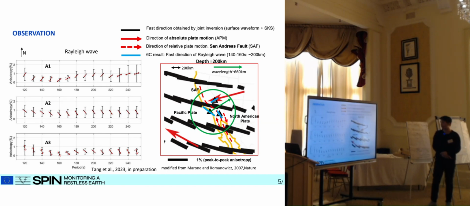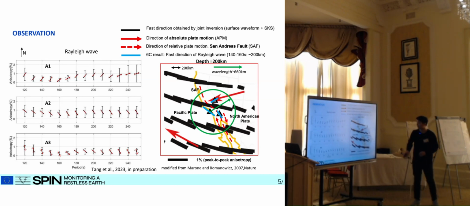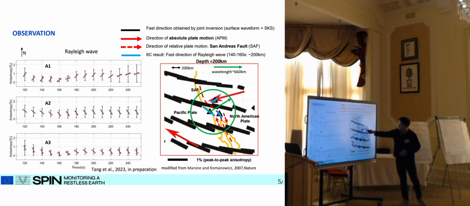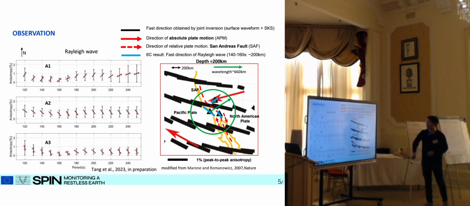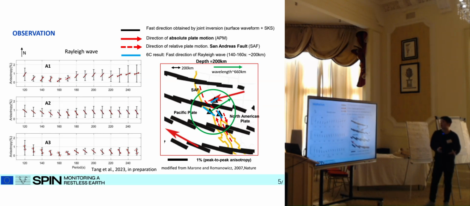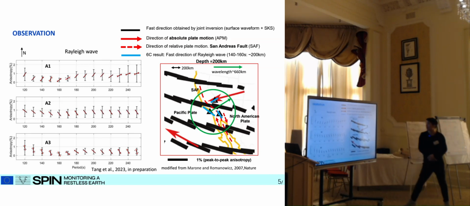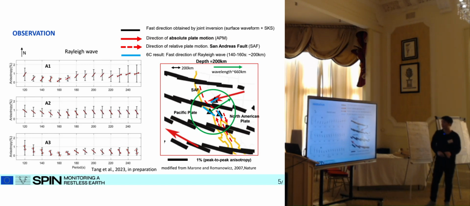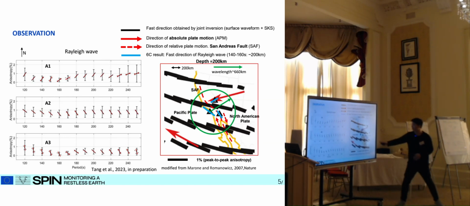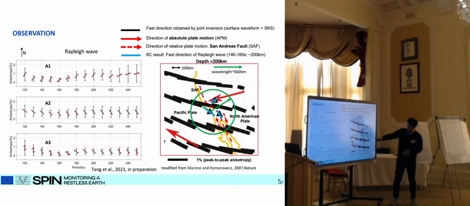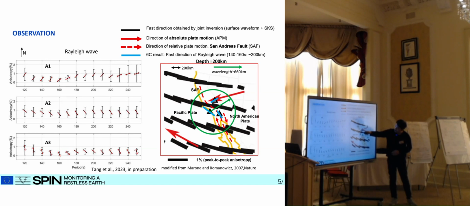And we compare the result with previous results using other methods. The red arrow is the direction of the absolute plate motion, and the black line is the faster direction combining the surface waveform and the SKS splitting data. The dashed red line is the San Andreas fault, and the red arrow indicates the plate motion direction. So if we put our result here, the 3 seismic arrays, we can find the faster direction from the 6C result is actually consistent with the plate motion direction at each point.